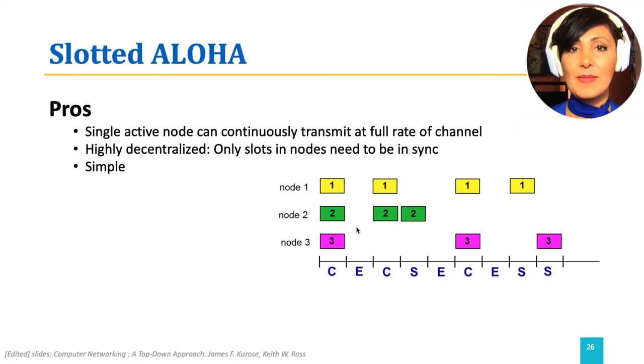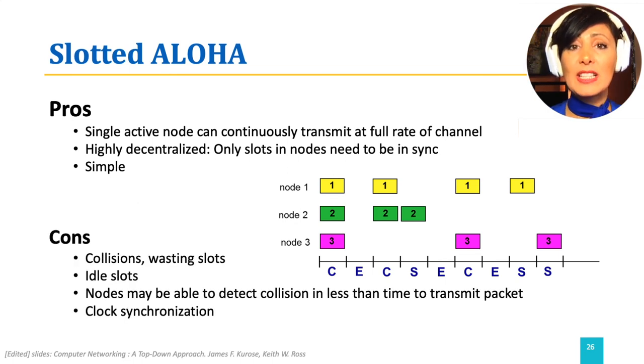However, as you can see in our example, collisions may happen more than once. And the time slot in which a collision has happened is basically a waste of time. Also, some time slots might be empty even though nodes have traffic to send. Nodes need to detect collision. Sensing the collision might take even more time than sending a packet, and this adds to the inefficiency of the mechanism. And even though synchronization is minimal, it is not easy to achieve.